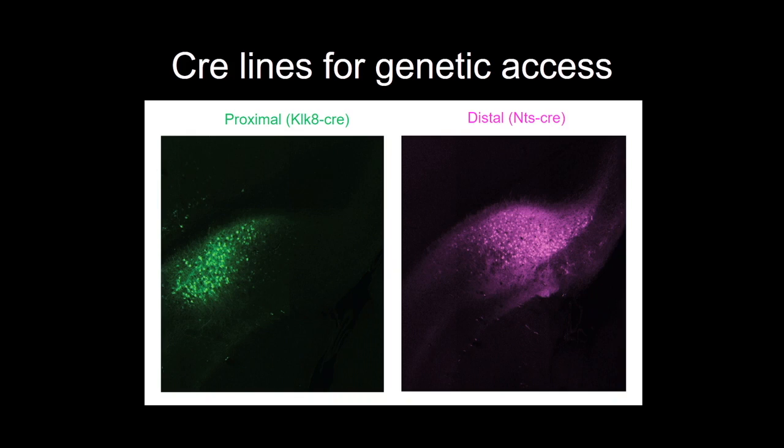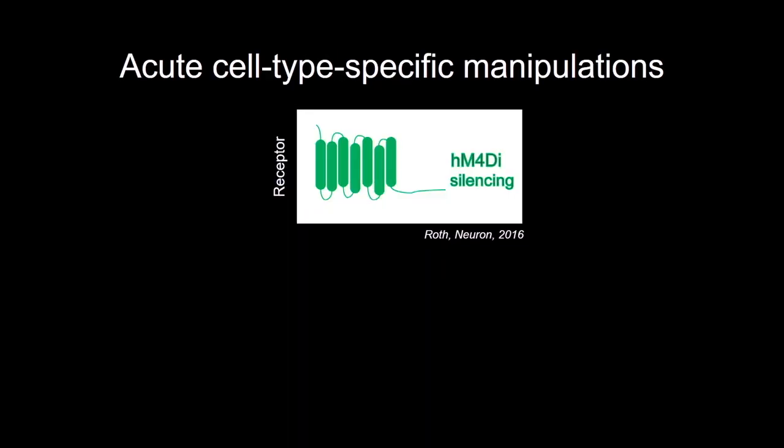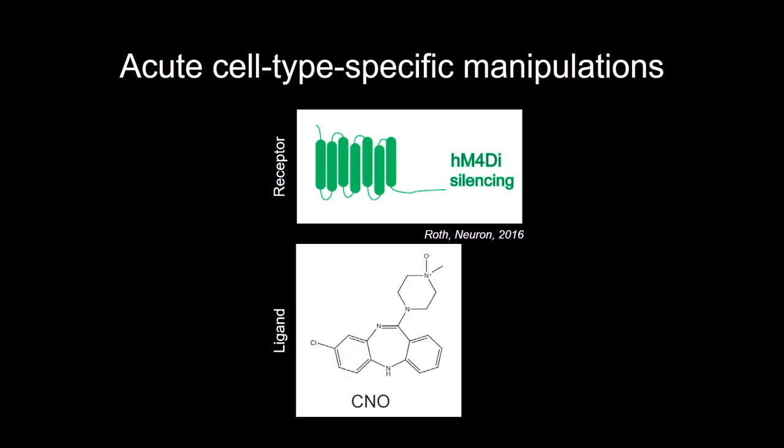And then we use Cre-dependent viruses, Brian Ross HM4D, inhibitory DREADDs, and targeted these receptors to either proximal or distal subiculum in a Cre-dependent way. On its own, this receptor just sits dormant. However, when it meets its corresponding ligand, CNO, this induces silencing in the subiculum in our targeted cell types for 1 to 2 hours, which we validated through anesthetized recordings.